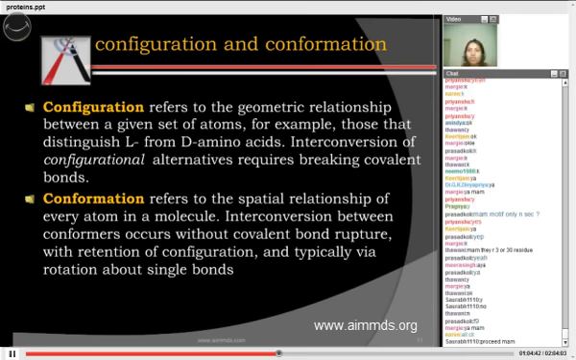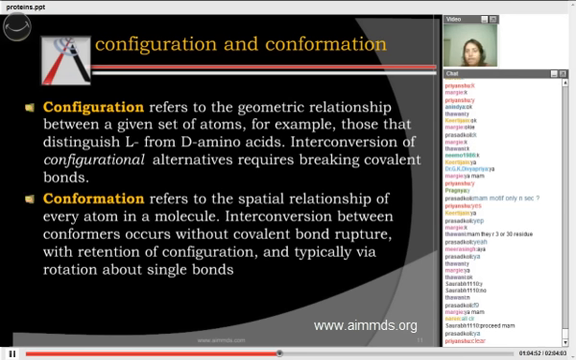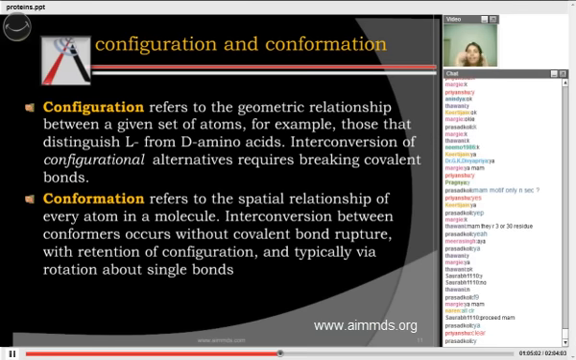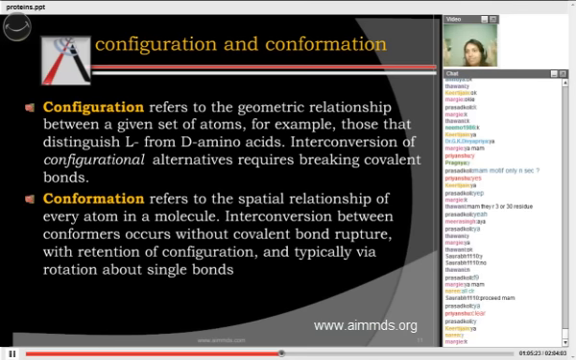Fine, right? Okay. Now we'll be talking about two more terms, configuration and conformation. Configuration is a geometric relationship between given sets of atoms. For example, we had been talking about this L and D amino acid, right? Take a whole chain of protein. If we need to change the configuration of an amino acid inside this whole chain of protein, we have to break the bonds. If we want to convert D to L or something, we'll have to break the bonds. That is the configurational change in the protein. So conversion of configurational alternatives requires breaking of bonds.